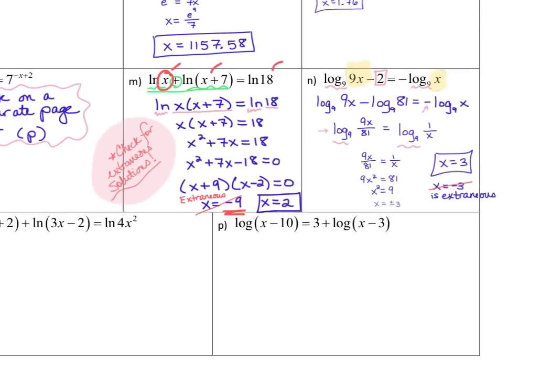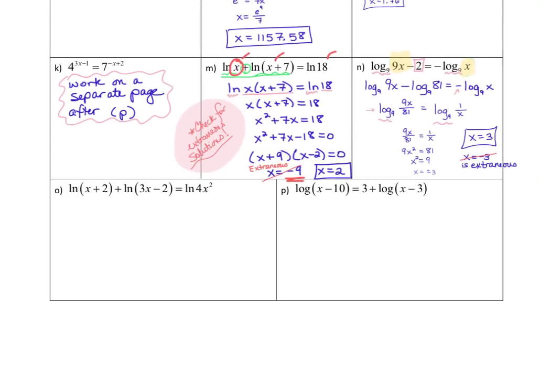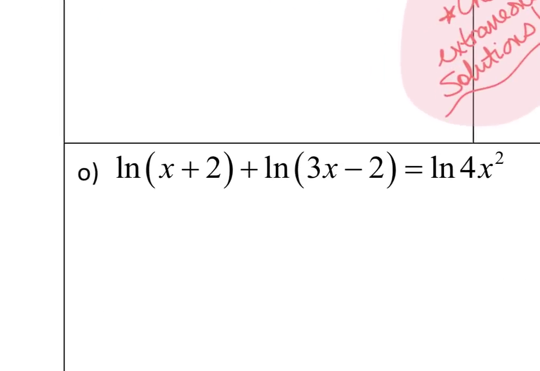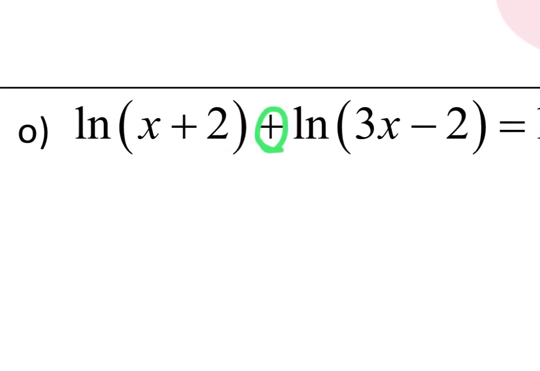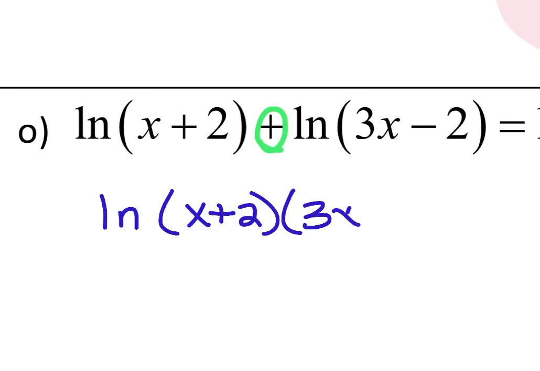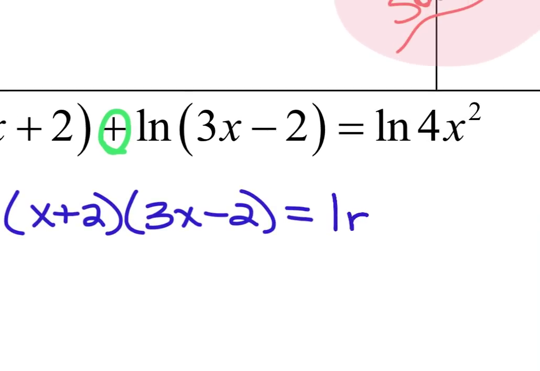And these two problems at the bottom of the page also involve properties. So letter O and letter P are similar to letter N. So let's take a look at this. On the left side of this problem, I see that I have log plus log. And so I'm going to rewrite the left as ln of, and then a multiplication problem, x plus 2 times 3x minus 2. And that whole thing just equals that ln of 4x squared that I have on the right.